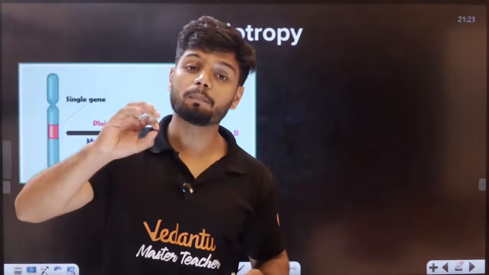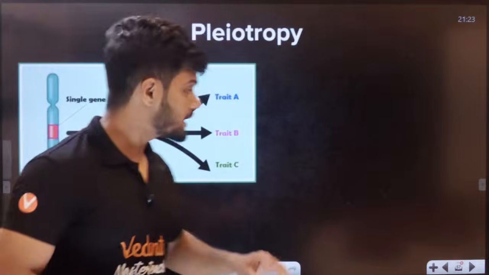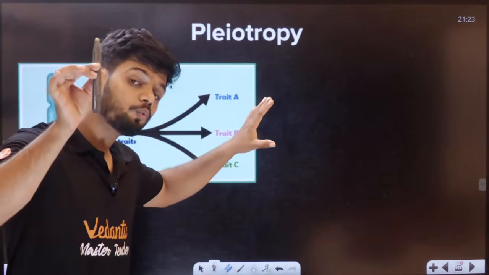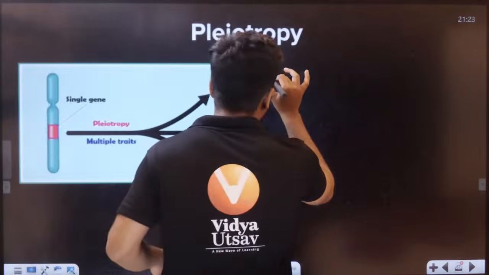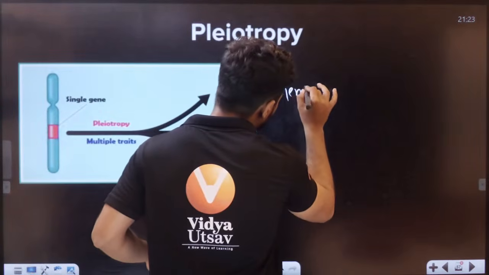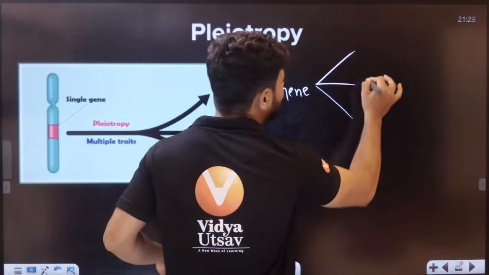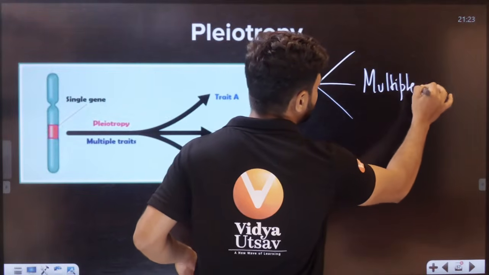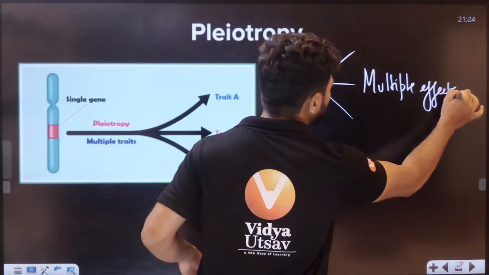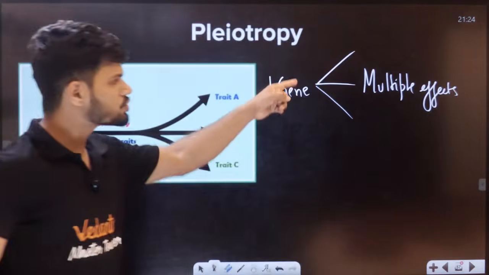Pleiotropy is completely opposite, because in pleiotropy we do not have many genes. One gene is present here. One gene can show multiple effects, students.